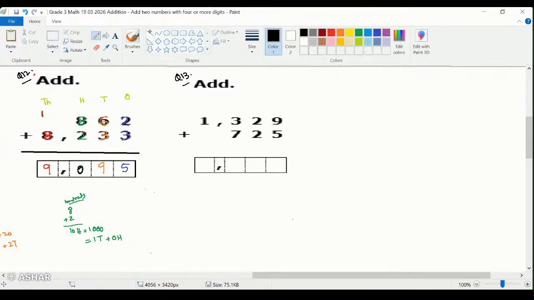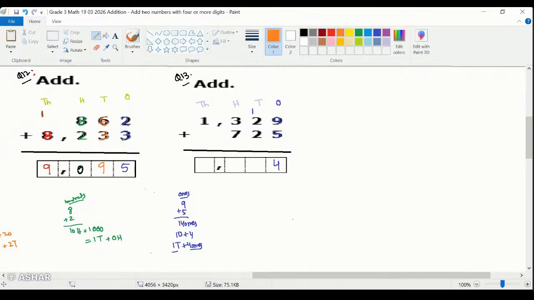When we add these numbers together, can we say we have the ones, the tens, the hundreds, and the thousands? 9 plus 5 is a number greater than 10. So if we say ones, 9 plus 5 would be 14 ones. That means 10 plus 4. So we have 1 ten and 4 ones. Agreed? So we have 4 ones and 1 ten.